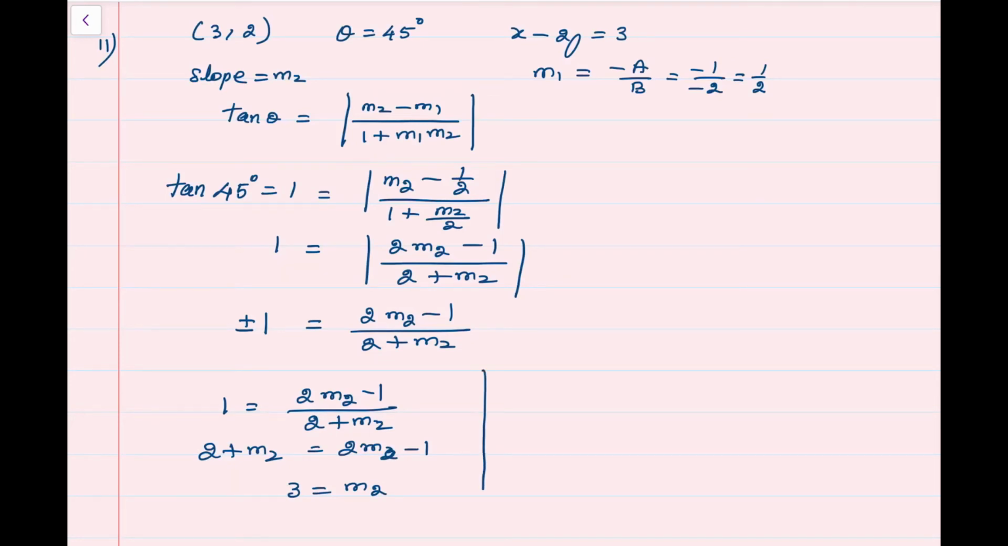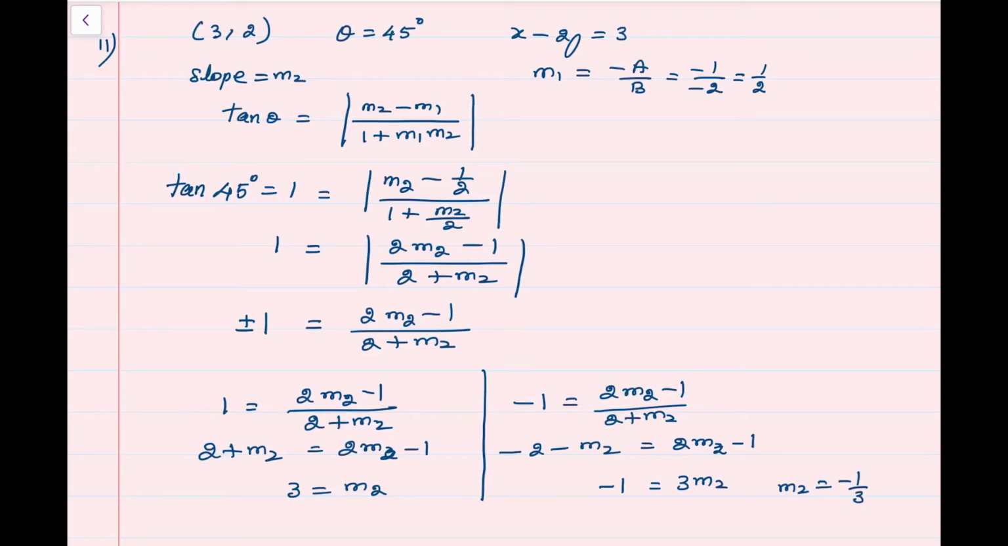We will solve the second equation with minus sign. Minus 1 is equal to 2m2 minus 1 divided by 2 plus m2. Minus 2 minus m2 is 2m2 minus 1. 3m2 is minus 2 plus 1, which is minus 1. Therefore, m2 is minus 1 over 3. We have two answers for m2.